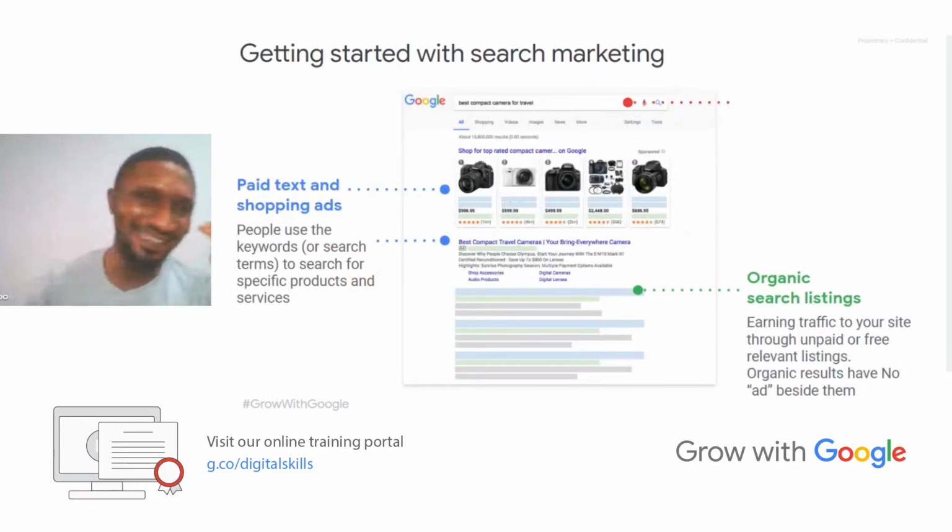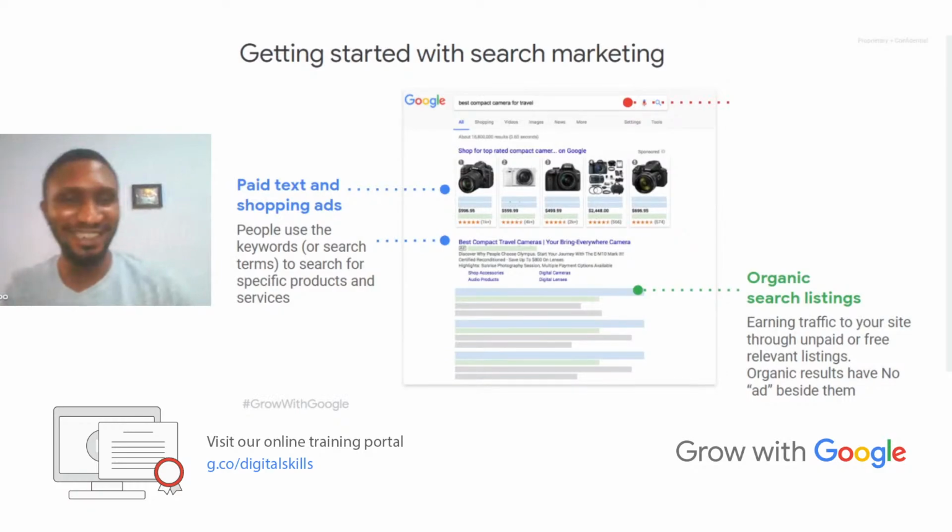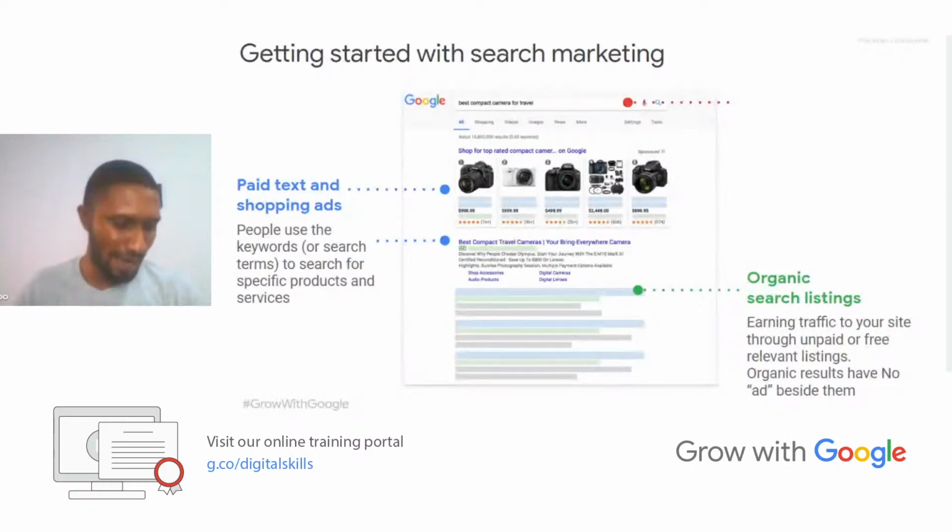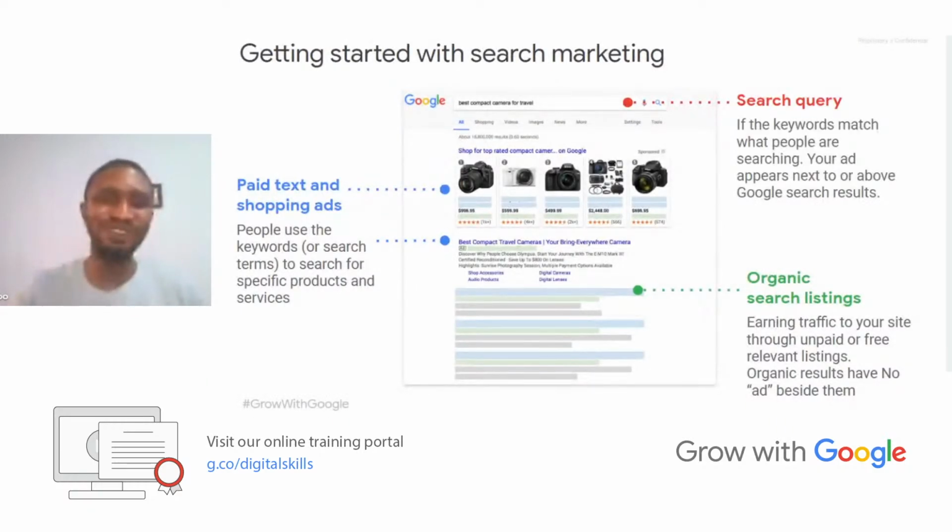So talking about getting started with search engine marketing. Right here on the slide, this is a very simple example of how the interface looks. When you open your Google app, you key in a search query, that's what it's called. It could be you searching for, like this example right there on the slide, best compact cameras for travel.